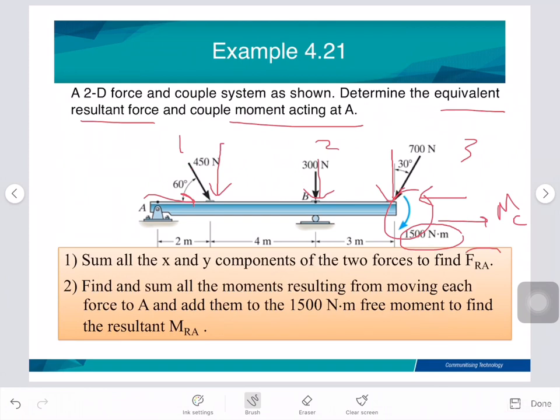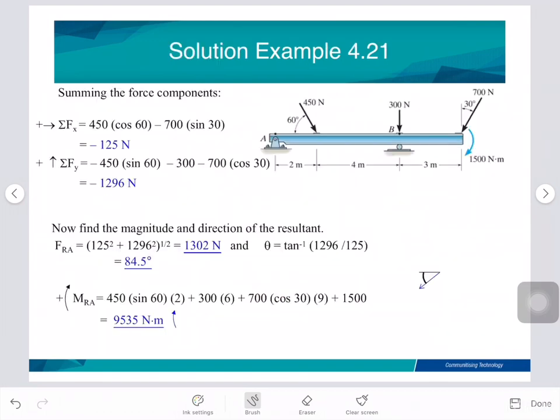So number one, we need to determine the force resultant. For the force resultant, we have the summation of force in X and the summation of force in Y. So this is the summation of force in X and this is the summation of force in Y. Then we can find the magnitude of the force resultant, 1302 Newton, and here we can have the angle.